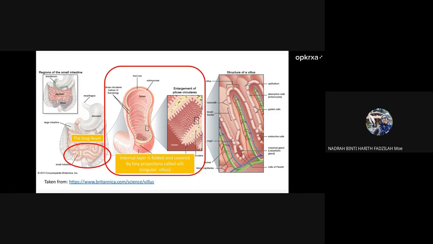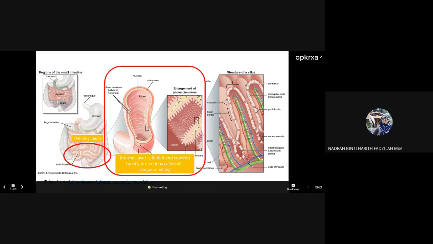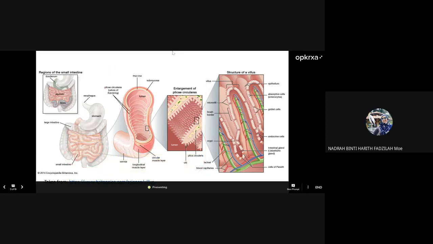Kenapa saya panggil functional unit? Kita bila bercakap pasal ileum, we are talking about the process of absorption of digested food. Which part that actually do the work? The villi lah. Okay, sebab tu kita panggil the functional unit. Yang buat kerja absorption tu ialah villi. So let's take a look at villi.